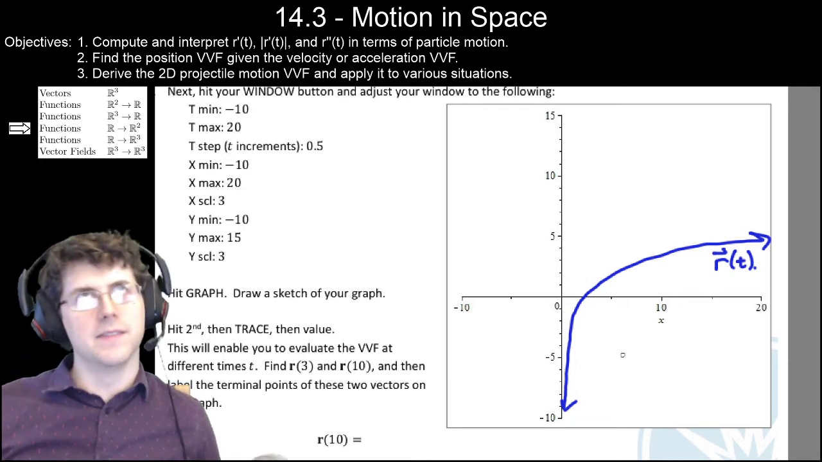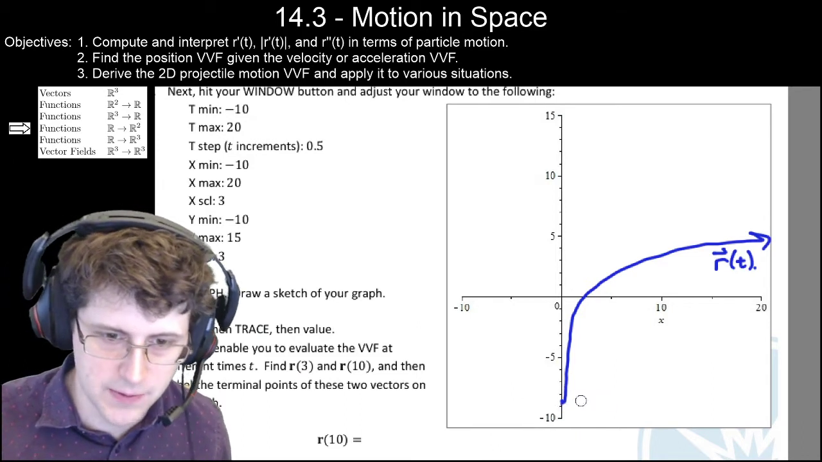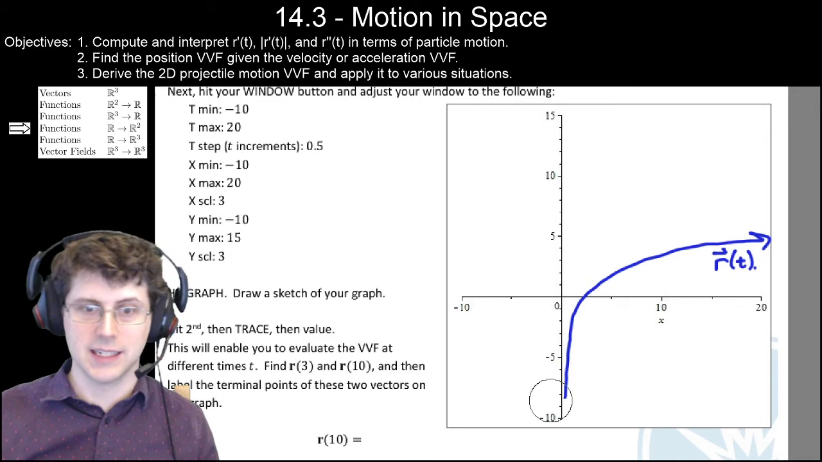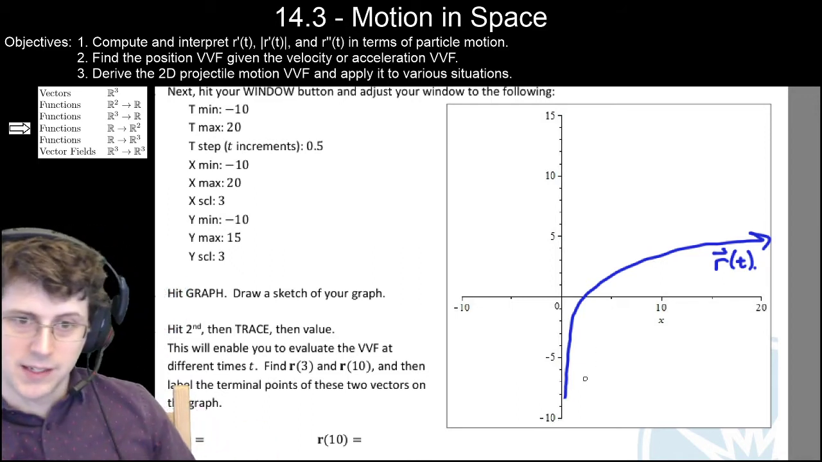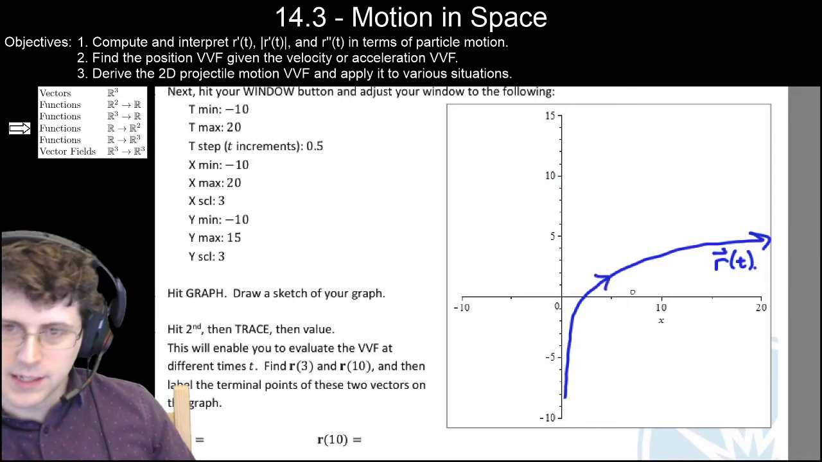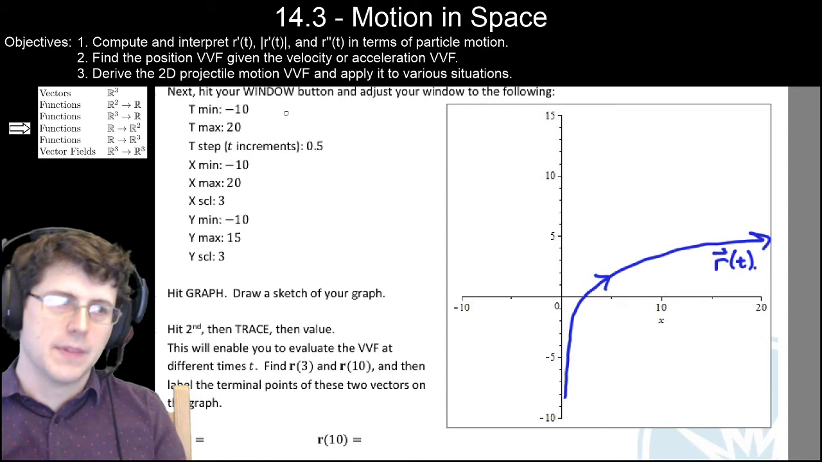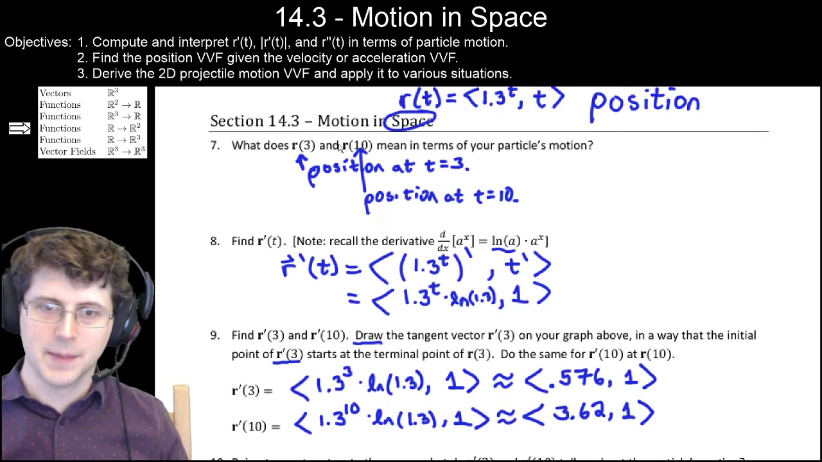I think of r of t as describing a curve, and I put these arrows on here every time, and this is wrong. You should put the arrow in the direction that time is traveling. So as t gets higher and higher, which way does the particle actually move? The particle is going this way. So put the arrows in the correct direction. Okay, now let's get the tangent vectors, the velocity vectors, on the picture.